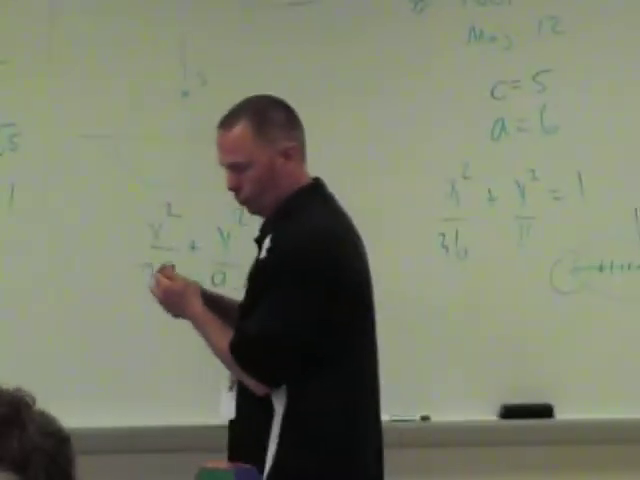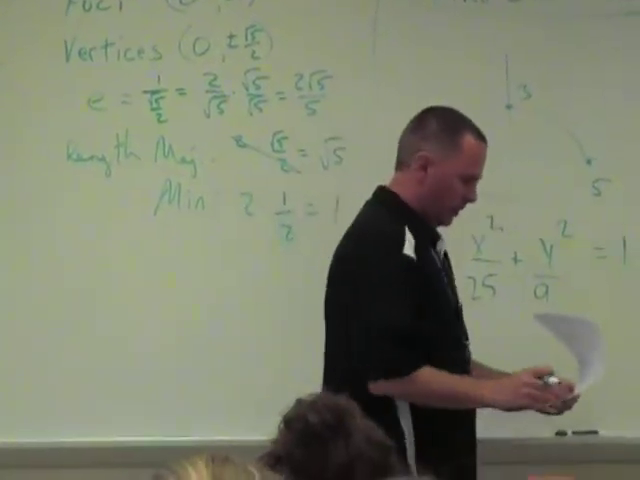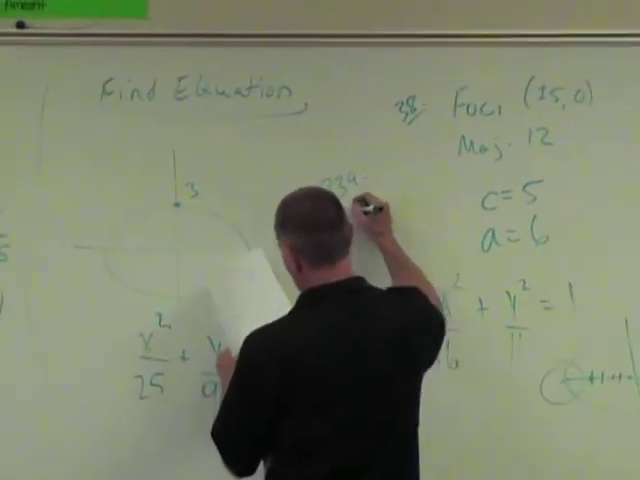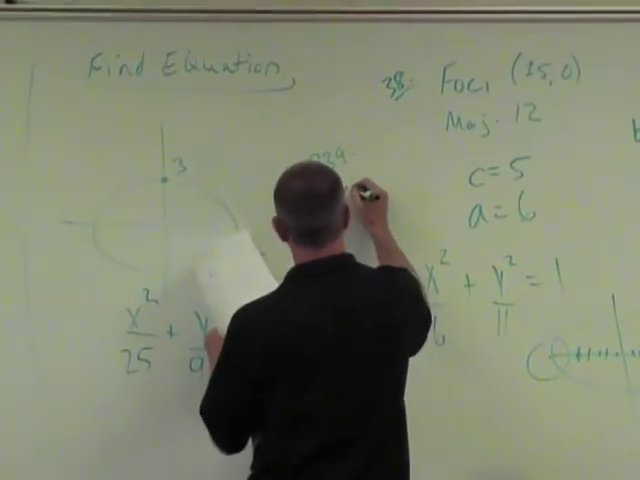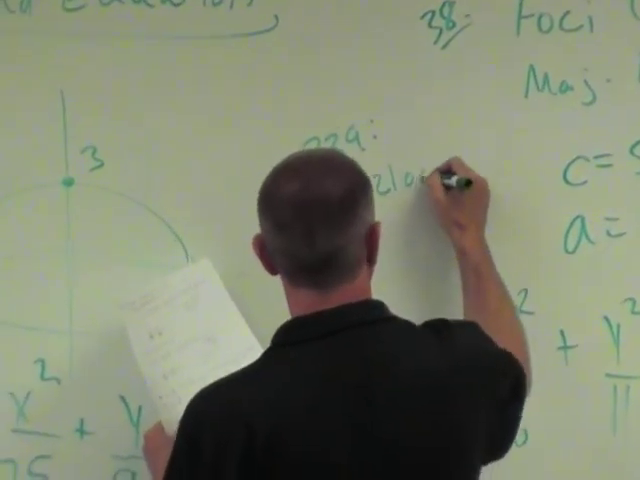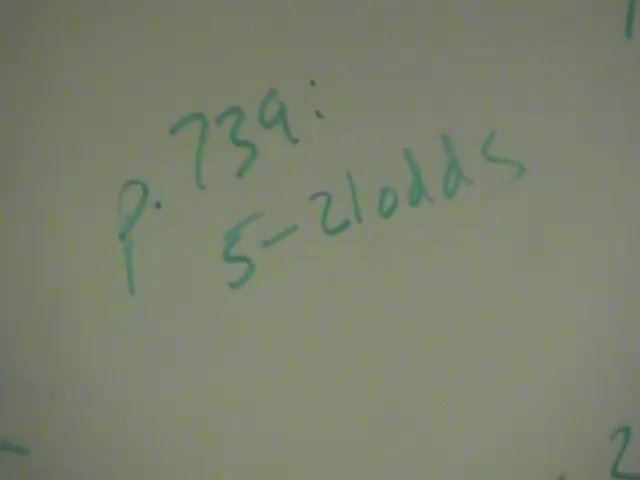Okay, your assignment, page 739, we're going to do 5 to 21 odds, I think. Okay. Have at it.